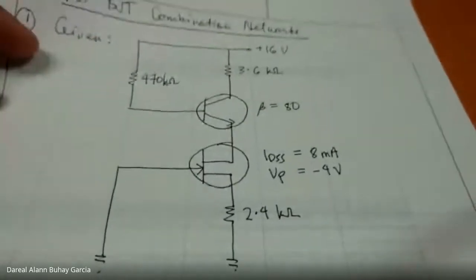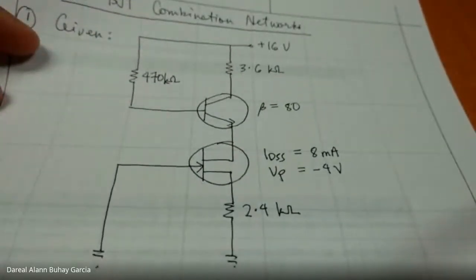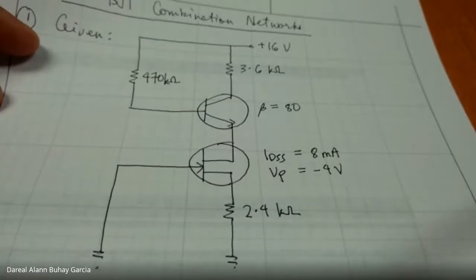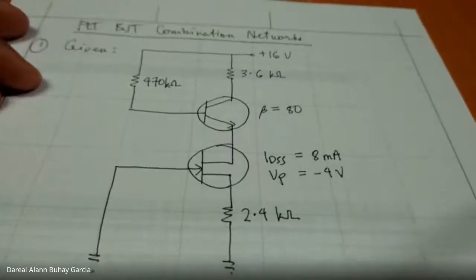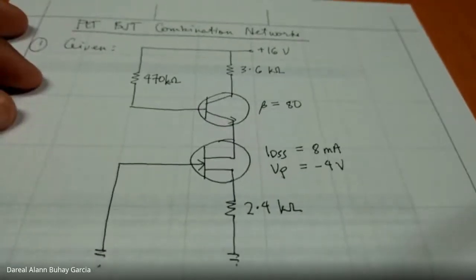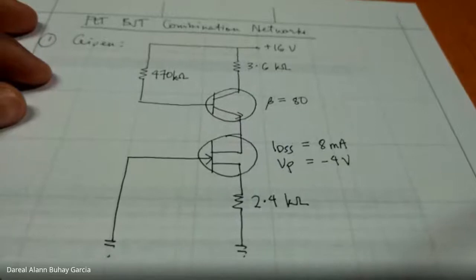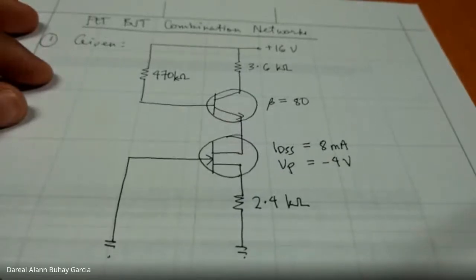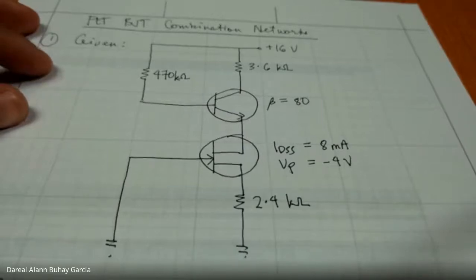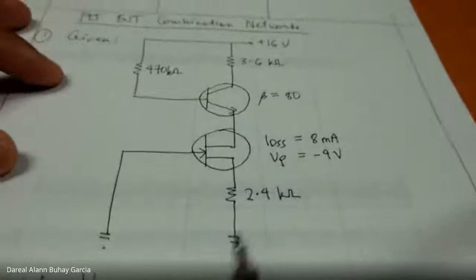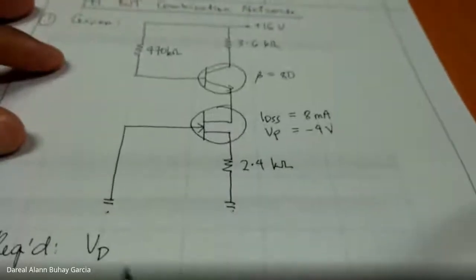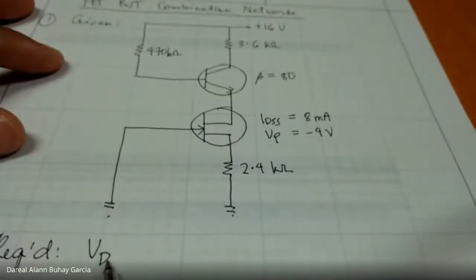So let's observe this one. The key in this kind of circuit is to find an opening. It's like chess. We have to find where to start first. Our question here is: find VD, or the voltage drop from the drain to the ground.